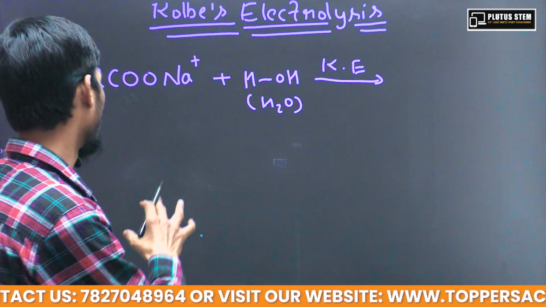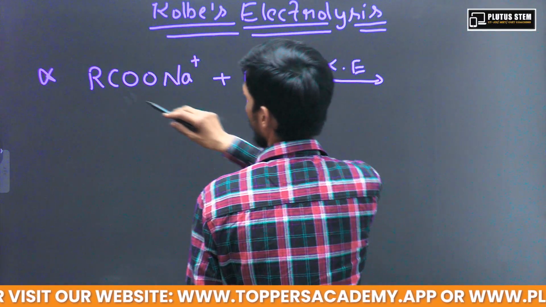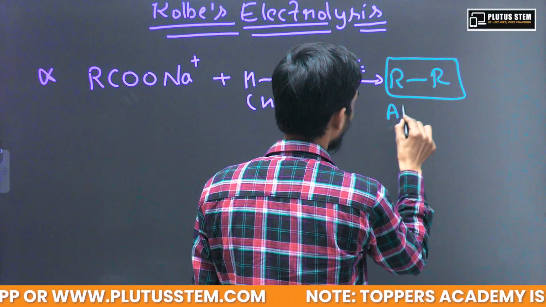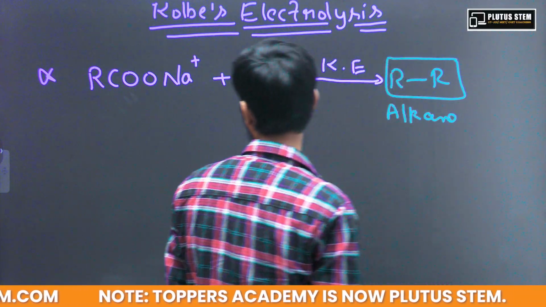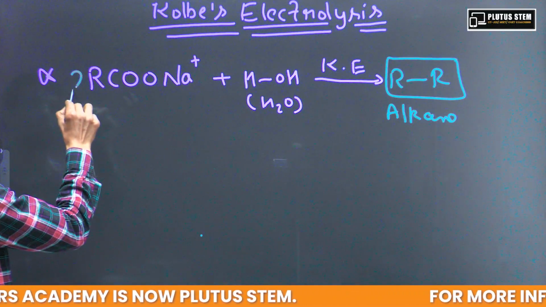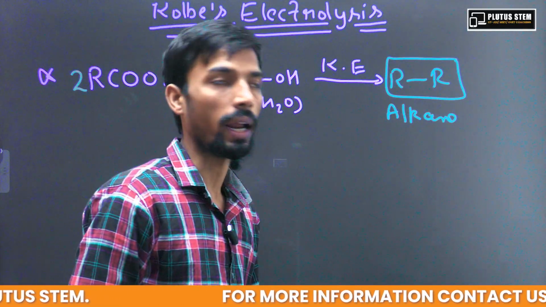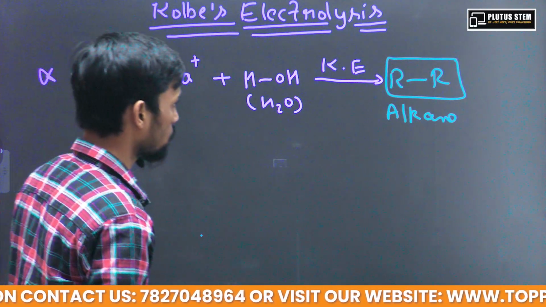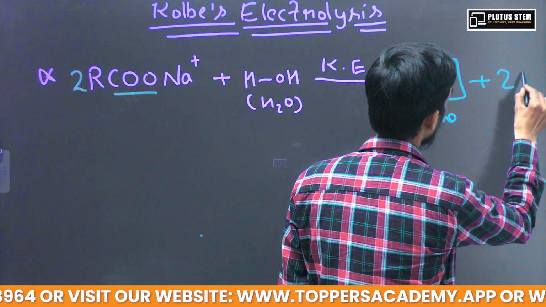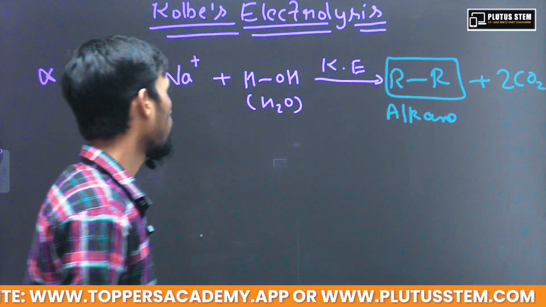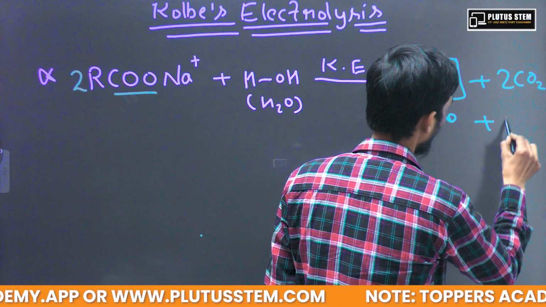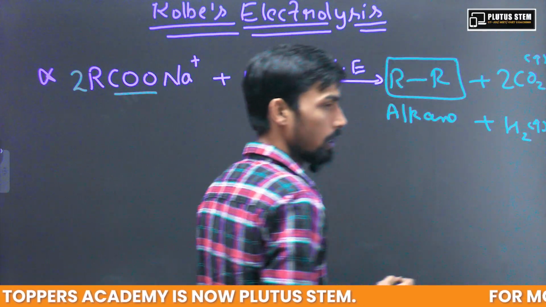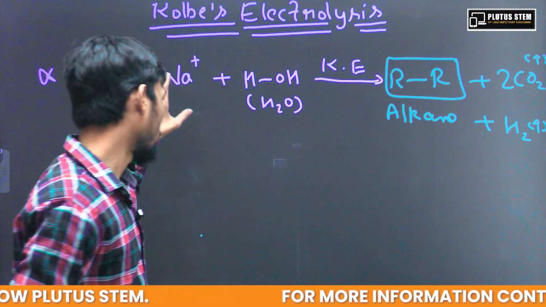And the product which we are going to get over here will be R-R, the preparation of alkane. Which means we are going to use 2RCOONa, because 2R we are going to get in the product, and after that we will get 2 carbon dioxide, plus we are going to get hydrogen gas. So both of them are gases, carbon dioxide gas and hydrogen gas. This is the process.